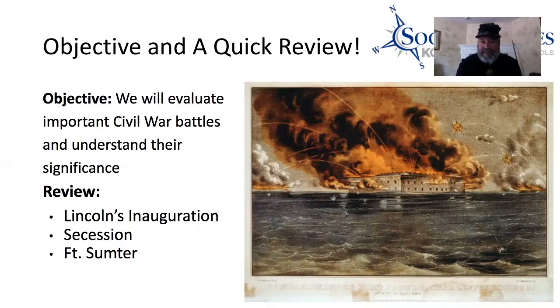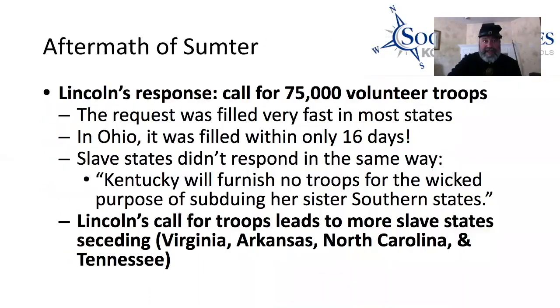And as March bled into April, a federal fort in Charleston Harbor, South Carolina, Fort Sumter, became an important place. That is where Union troops held out, and the Confederate government wanted that fort evacuated. Lincoln ordered his men to hold and possess the fort, and on April 12, 1861, the Confederates opened fire on Fort Sumter, leading to the Civil War. So, that's a quick review. After Fort Sumter is where we're going to start today.